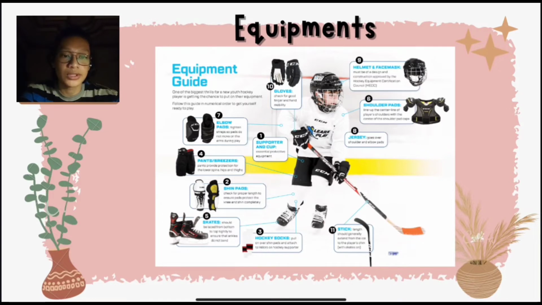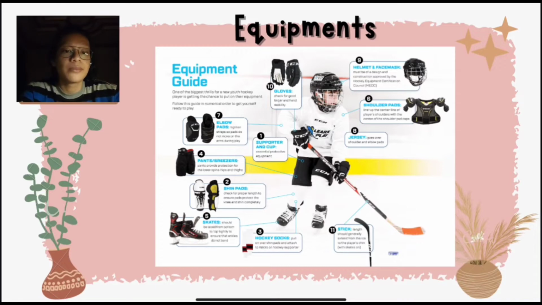Number 2. Shin pads. Shin pads are there to protect the knee, so shin pads need to be checked for proper length to ensure pads protect the knee and shin completely. Number 3 is the ice hockey socks. It is basically a sock but for ice hockey itself. It is a pull-on over shin pads and attached to Velcro on hockey supporter.